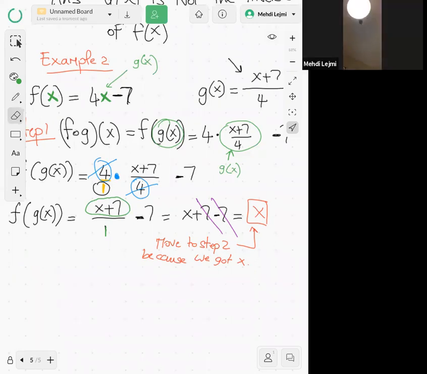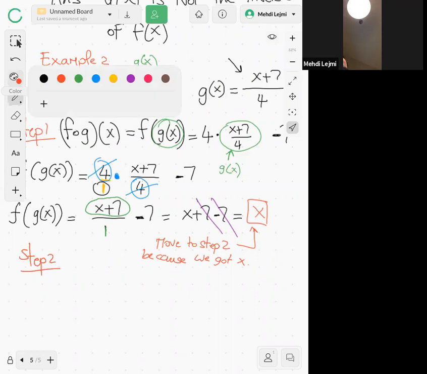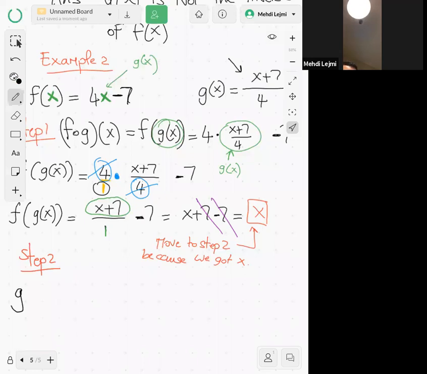So now we move to the next step, number 2. In step number 2, we have to evaluate and simplify g composed with f. So it's g first, composed with f. And as you know, guys, in general f composed with g is different from g composed with f, right? In general.